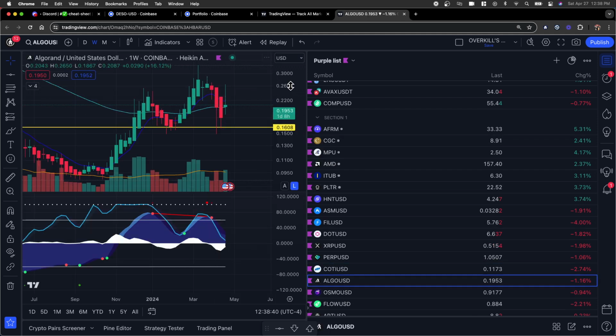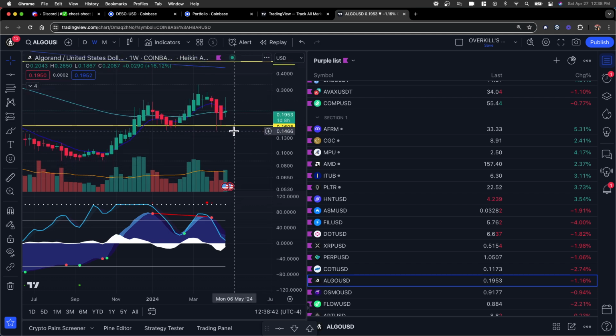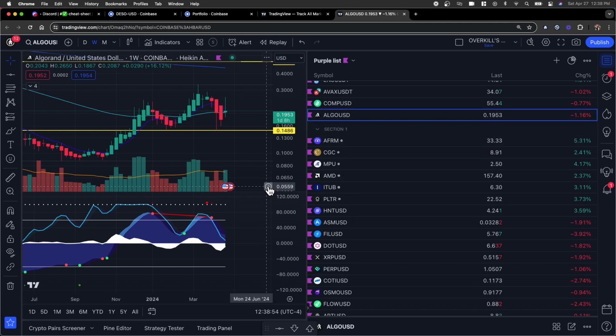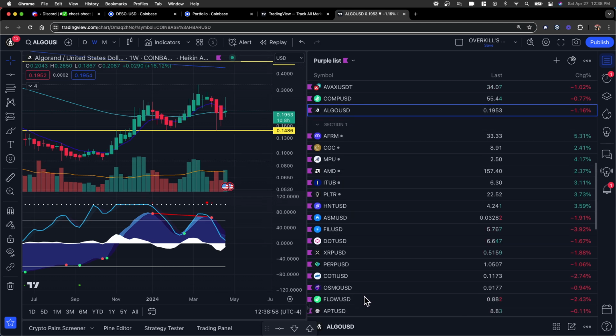Here's Algo. Ooh, Algo's got a green candle this week. We'll see if that thing closes green. But 19 cents. I'm going to put a stop loss on this one at 14. As long as 14 holds, we're good. And I'm actually looking to buy that one here too. I like the range. As long as it holds 14, I really, really like Algorand here.